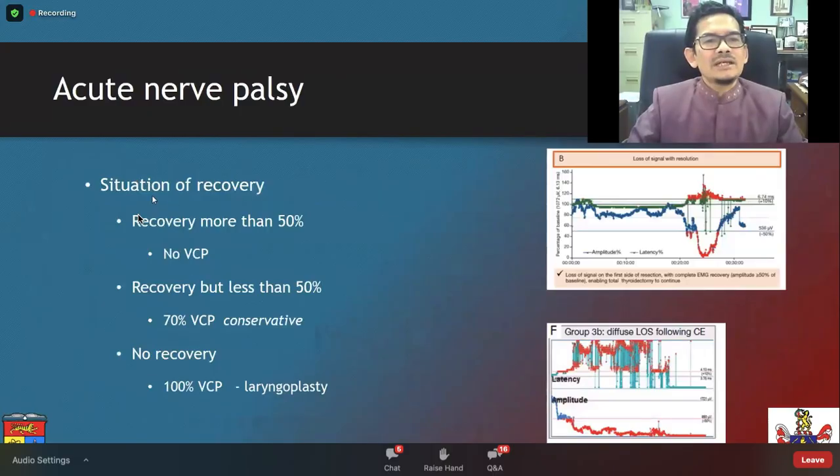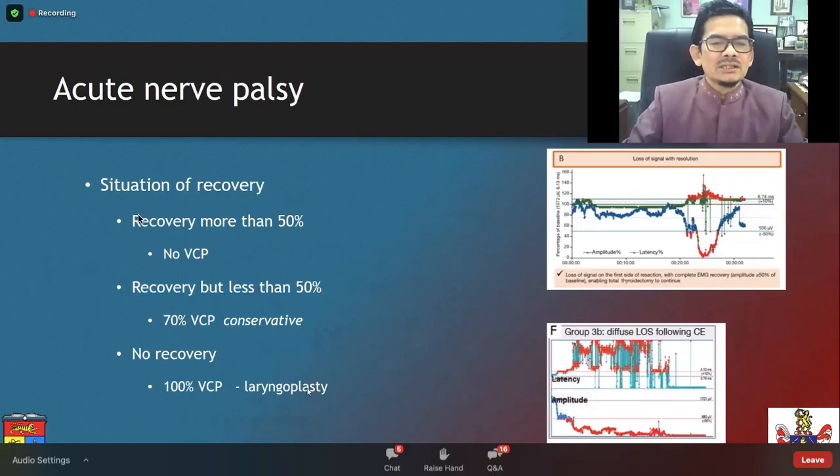So what type of recovery can you get? If you recover more than 50%, just like in type 3A, you don't get vocal cord palsy. But if your recovery is less than 50%, there's a 30% chance that the vocal cord is not palsy, and 70% will be palsy. Different from type 3A, when it recovers to less than 50%, it is still 100% palsy. But if there is no recovery at all, then the patient will have 100% vocal cord palsy.